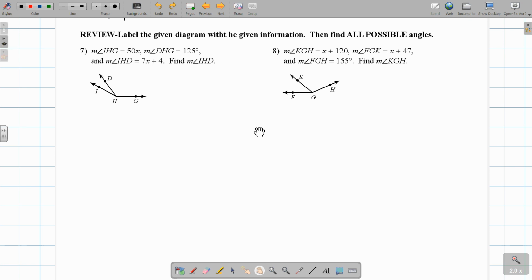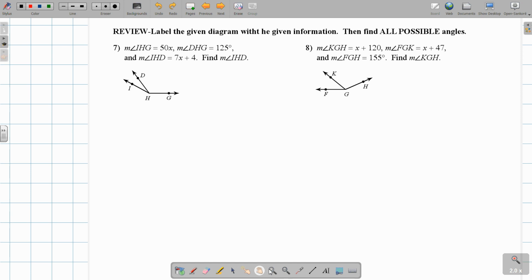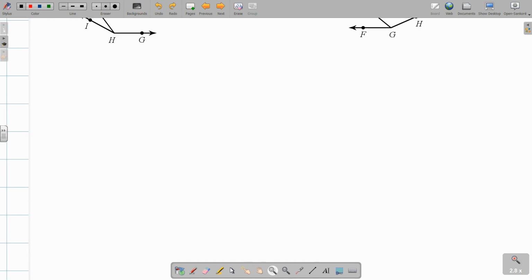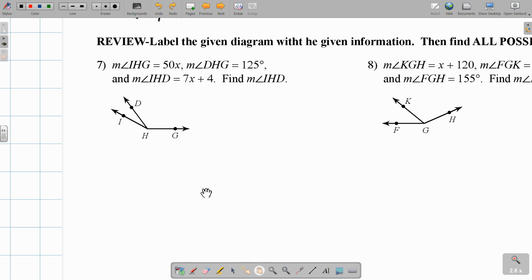Seven and 8, you simply label the given diagram and find all possible angles. So let's try this first one, get started. Colors are really helpful here. We're told that IHG, so IHG, trace and sweep, is 50.